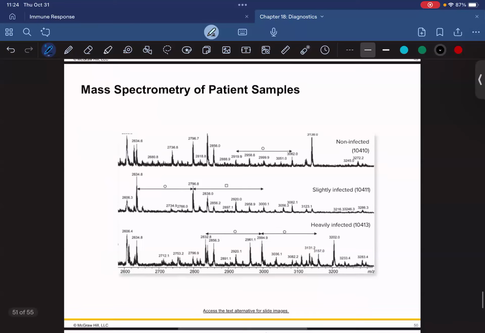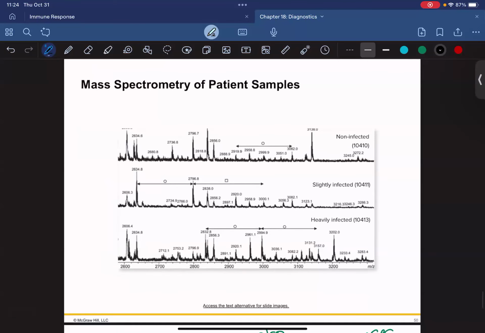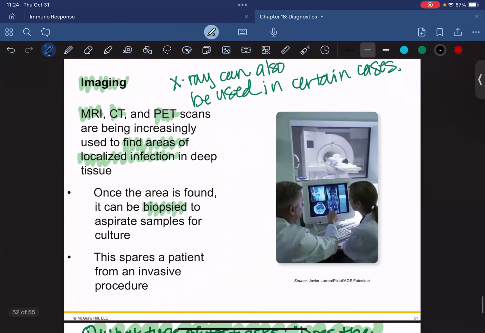It also can be used for identifying microbes, because certain microbes have certain things maybe on their surfaces or whatever it is that helps you identify them as well. So MALDI-TOF is for the molecular level of these things and identifying them that way. It can even give you a sense of how heavily infected somebody is based on how many ions you get.